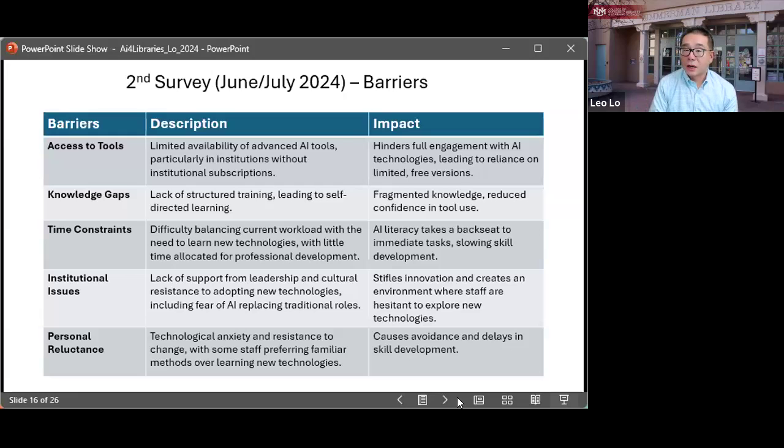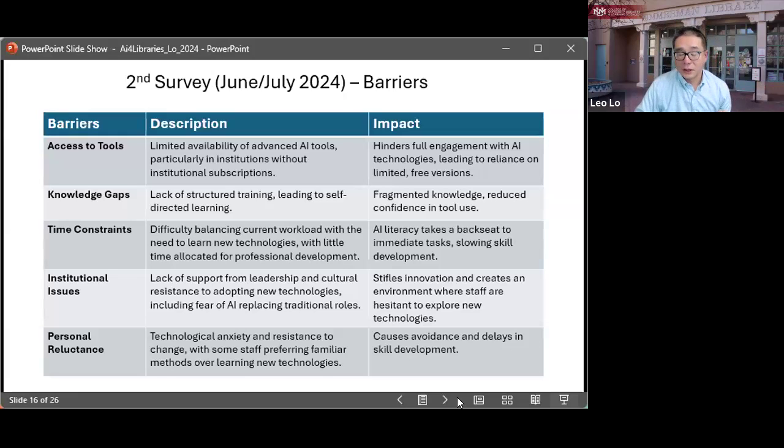Also, knowledge gaps. I mentioned that I defined training very broadly at this point. Any kind of training, even just watching a YouTube video, I would consider a training as well. But there's a lack of structured training, leading to self-directed learning. So the impact is fragmented knowledge and reduced confidence in tool use.